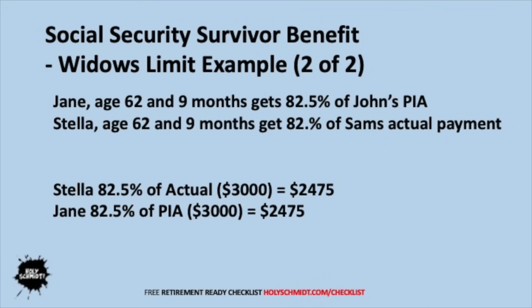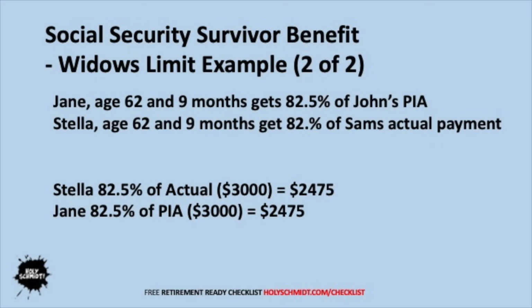Sam's payment is $3,000. Let's assume that Jane and Stella go to the Social Security office and both file for the survivor benefits at the same time, both 62 and 9 months. Stella goes up to the desk and they do her calculation and they say, right, you get 82.5% of Sam's payment. His payment was $3,000, so you receive $2,475. Stella feels that the math is right. She says thank you. She walks away, and Jane walks up to the counter and hands the person her paperwork.